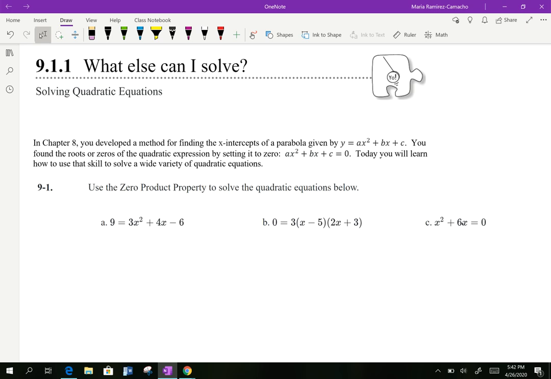9-1, use the zero product property to solve the quadratic equations below. We used the zero product property last chapter, and basically, when we have a quadratic equation and we set it equal to 0, we just need to factor, set each factor equal to 0, and then solve for x. So let's do that for part A. Problem, though, we have an equation that's equal to 9. So let's subtract 9 from both sides first so that we have a quadratic set equal to 0.